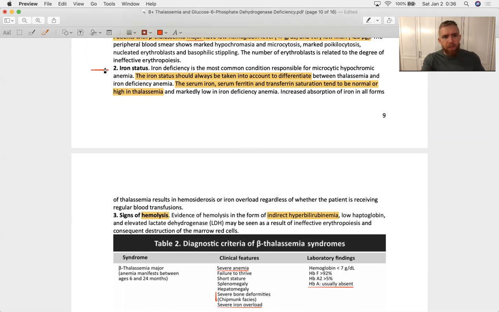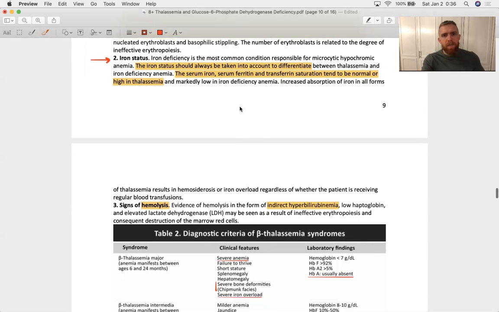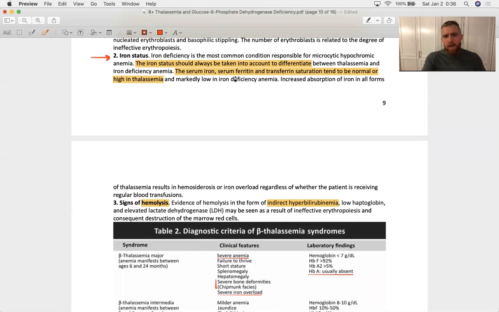Again, you are always getting that iron study. And in thalassemia, ferritin's normal because that reflects total iron stores in the body. And transferrin is normal because ferritin's normal, and transferrin is going to do what ferritin does, or the opposite rather.